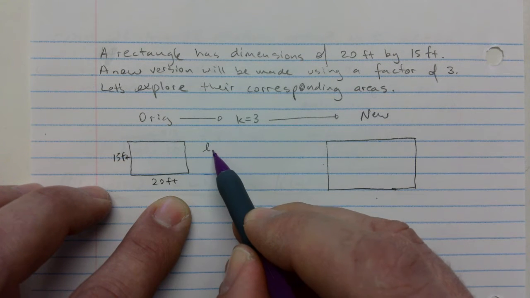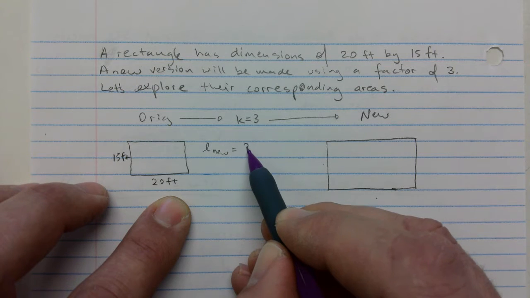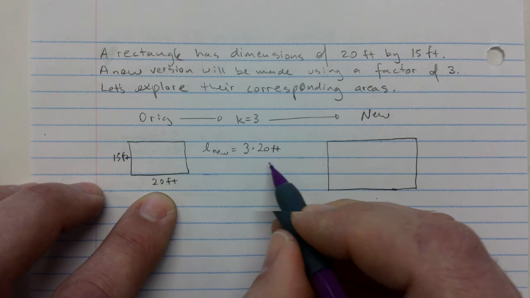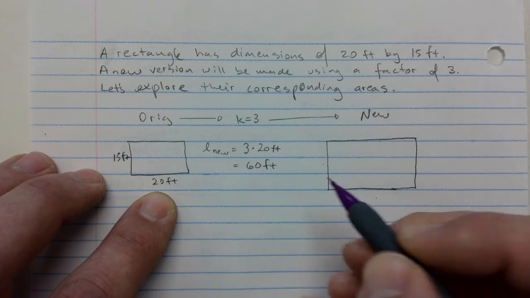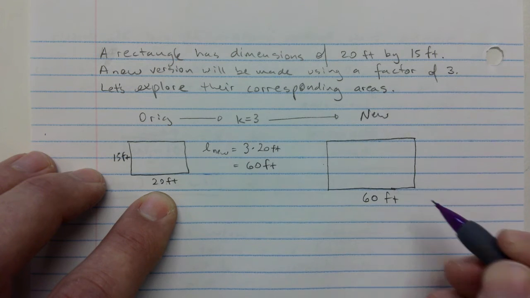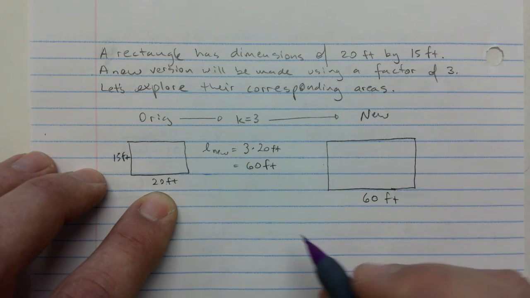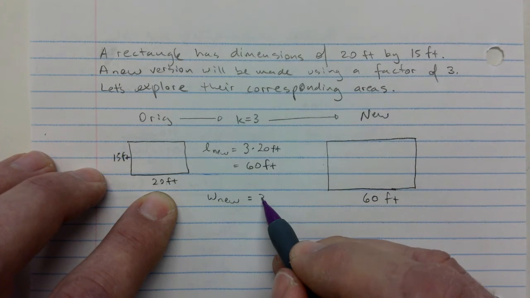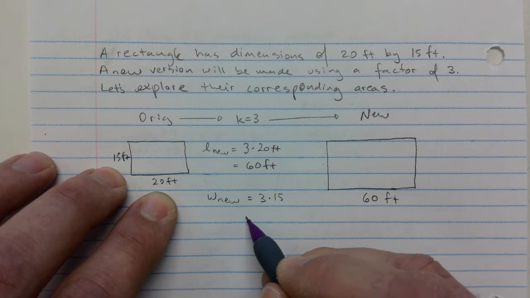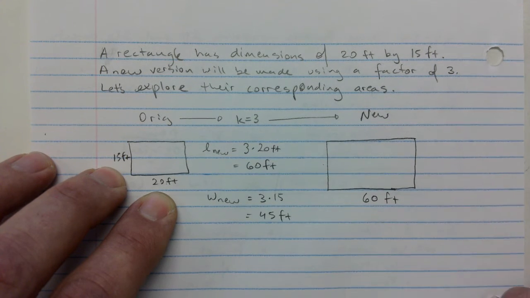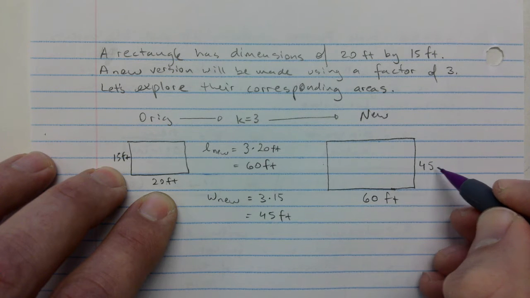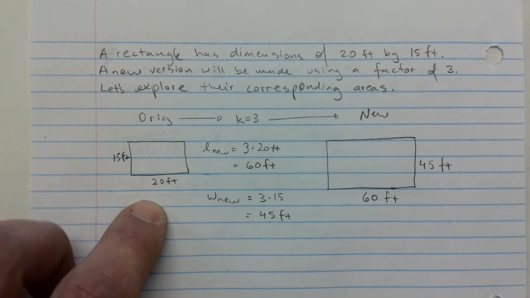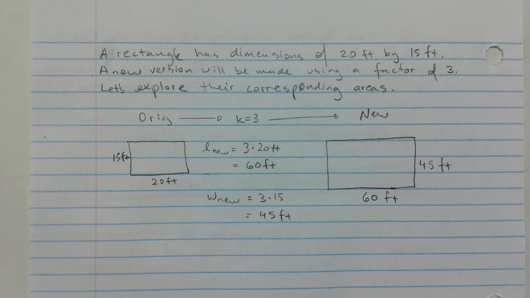Let's come up with these dimensions here. So the length of the new one will be 3 times the length of the original, and the same units are applied. So that'd be 60 feet. So you put down 60 feet here. The width of the new is going to be 3 times the width of the original, and that's 45 feet. So we know that this is 45 feet here. So that's 60 by 45. So we have now both shapes, the original and the new.